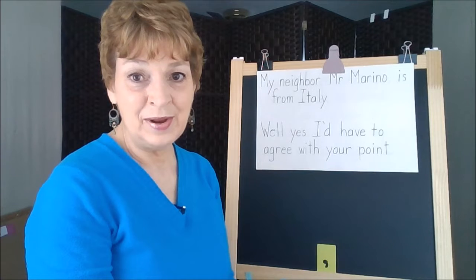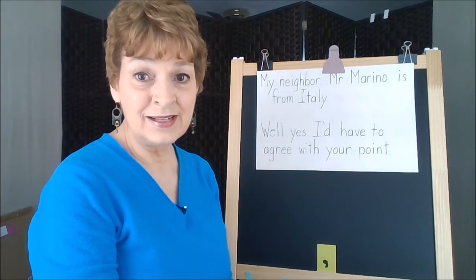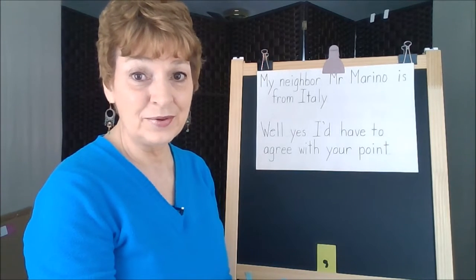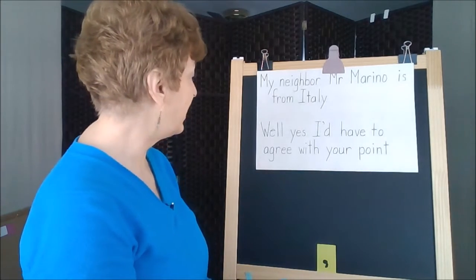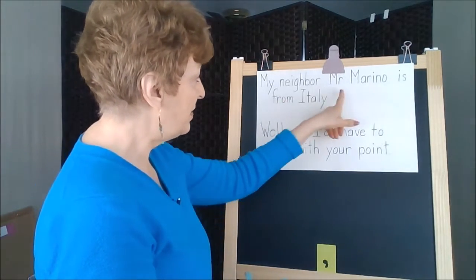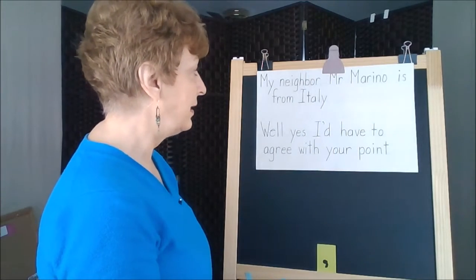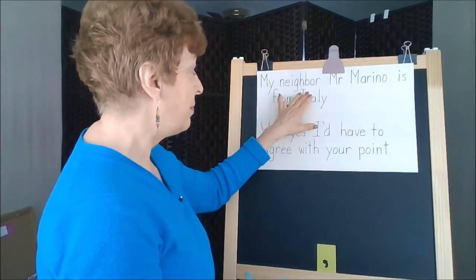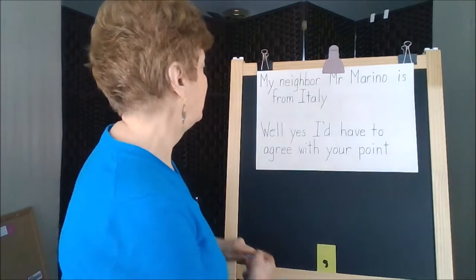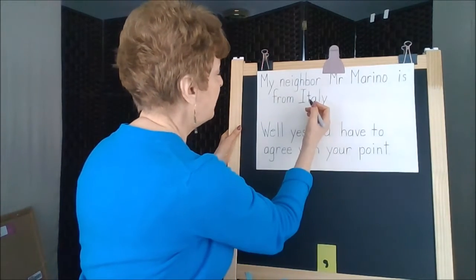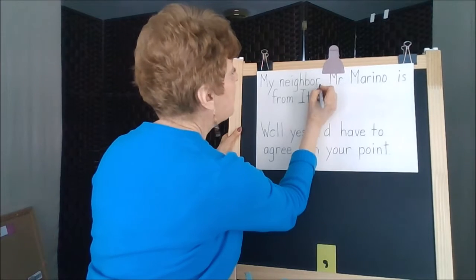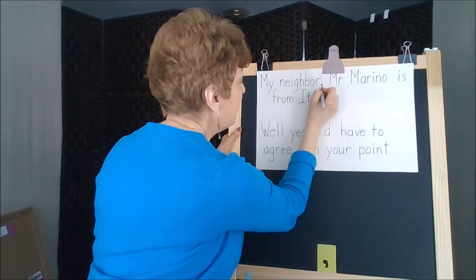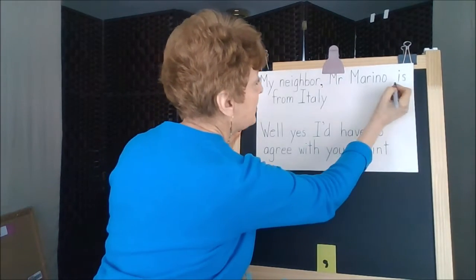Now, we talked about appositives in our sentence variation videos. And here's an example of an appositive in these sentences. My neighbor, Mr. Marino, is from Italy. My neighbor is. Neighbor is subject verb. But we've named the neighbor, so we need to offset this with commas. Mr. Marino.